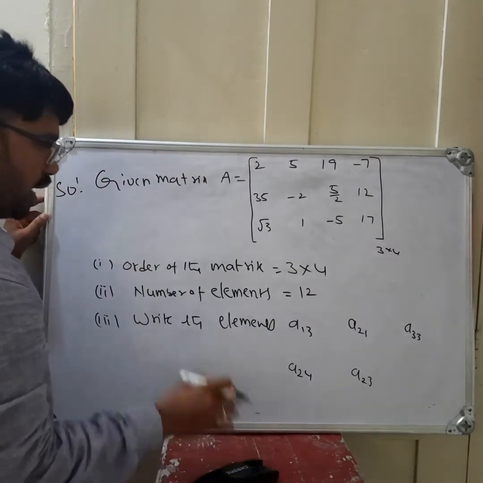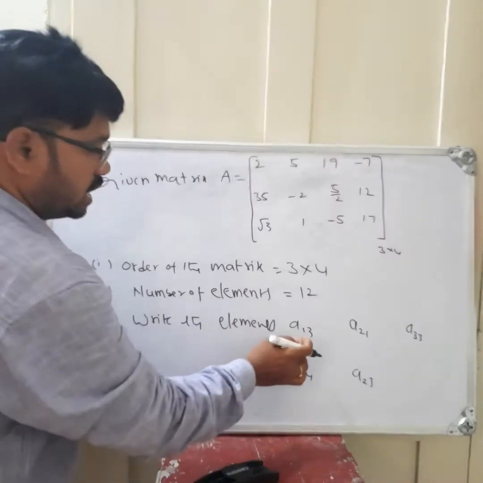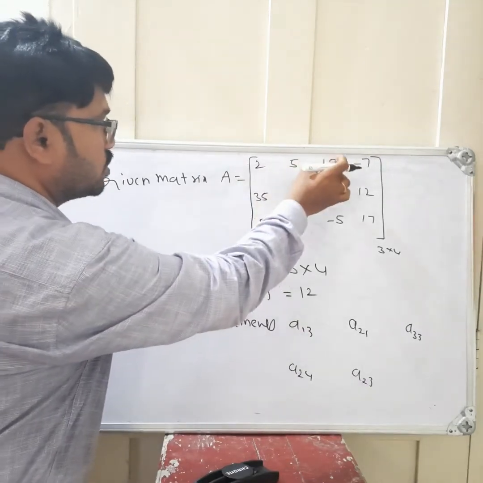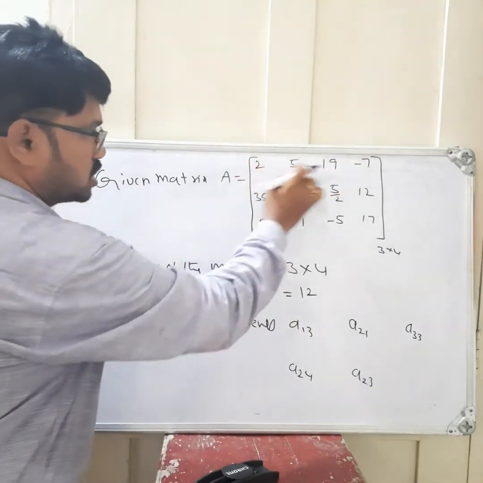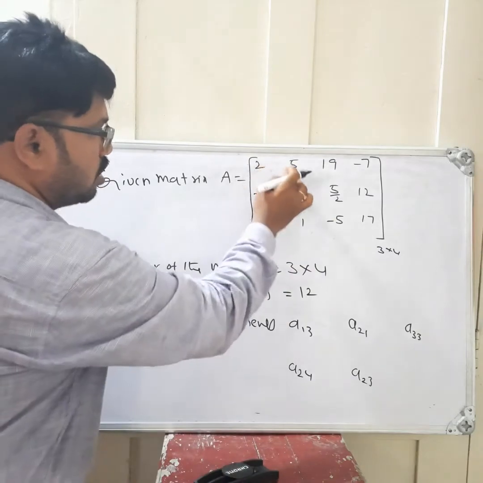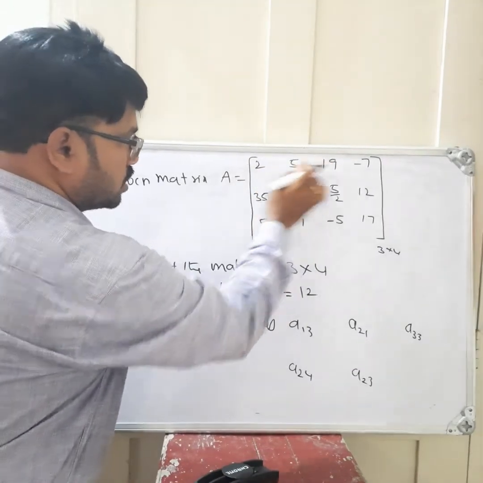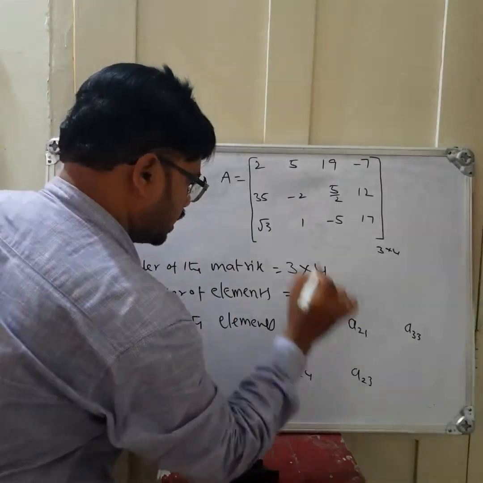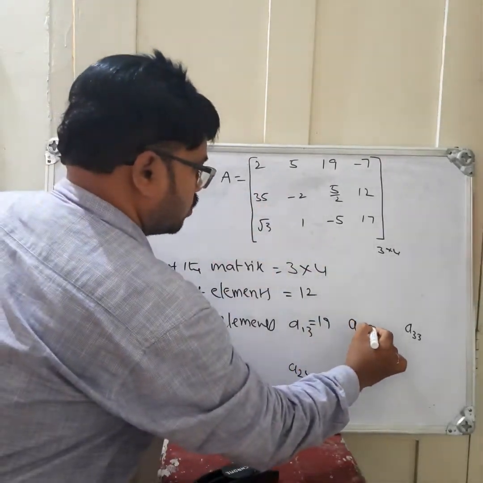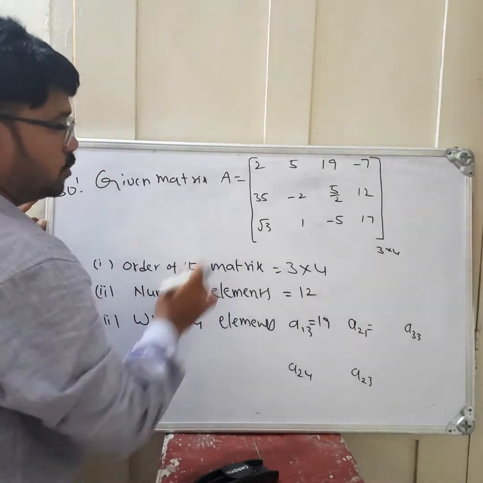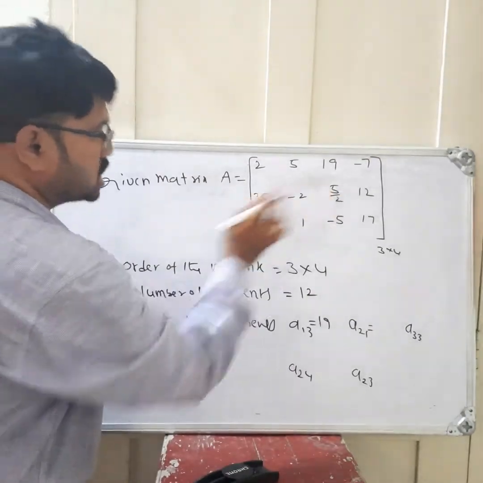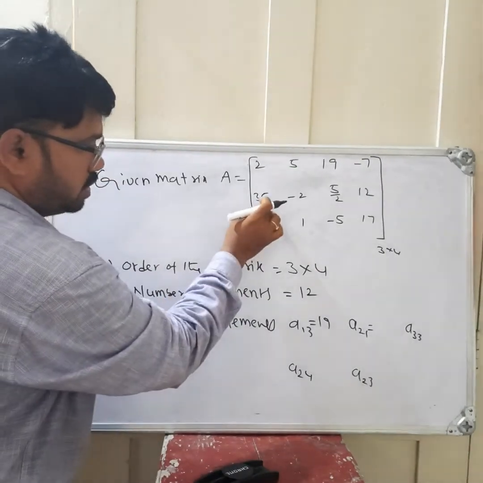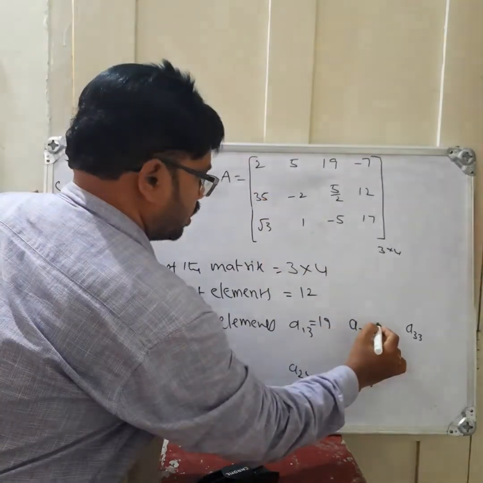Next, write the elements of A13. A13 means the element in the first row, third element. In the first row, what is the third element? First row: 1, 2, 3. The third element is 19. And next we have to find A21. A21 means the second row, first element. In the second row, what is the first element? 35 is the first element.